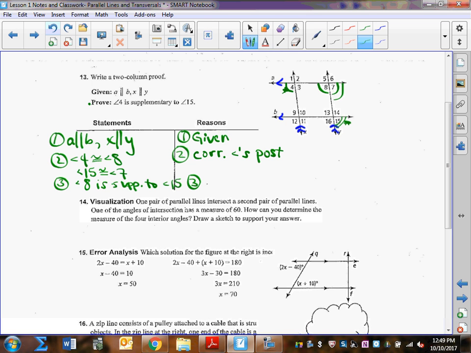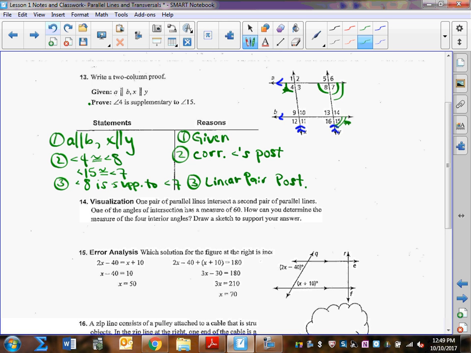Linear pair postulate. Good. Linear pair postulate lets me say, hey, those are linear pairs. I know that means they're supplementary. All right, linear pair postulate. Now our final piece, we want 4 and 15. I said angle 15. It's 8 and 7, right? Whoops. I'm ahead of myself here. So I have 8 and 7, I want 4 and 15.